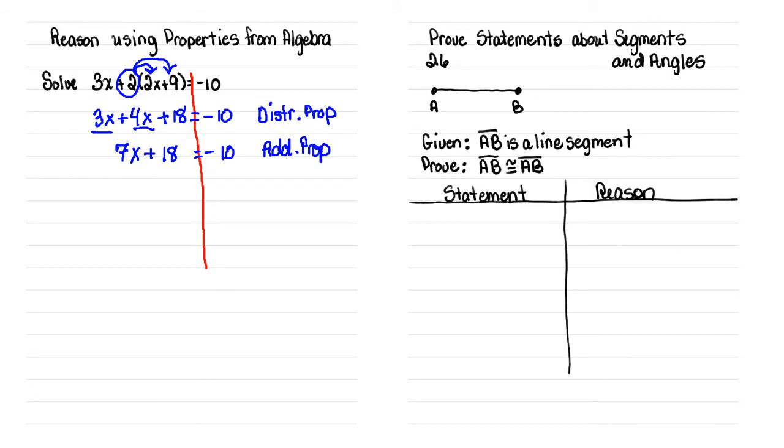All right, we have to get the x all by itself, so I'm going to take away the 18. I like to do mine vertically. And that's going to give us a 7x. The 18's gone. And a negative 28. That was the subtraction property.